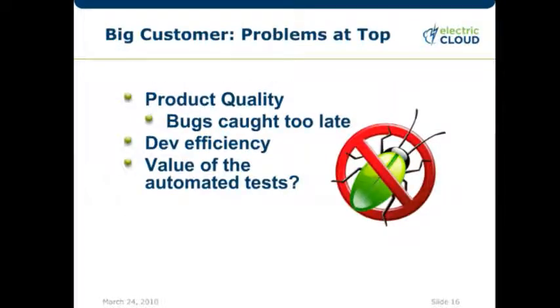And the problem was, when we talked to them, the top management still said, even though we've got this great automated test framework, our product quality isn't showing it. We're still finding bugs caught too late. Development still seems to not be working as fast as we wish the whole process could be, and they're questioning the value of their automated tests.